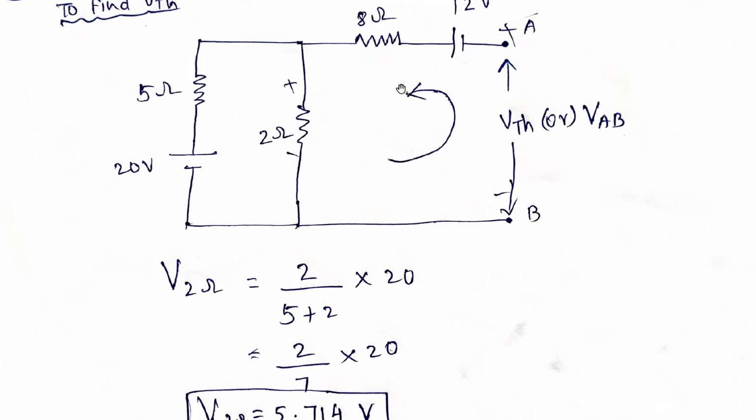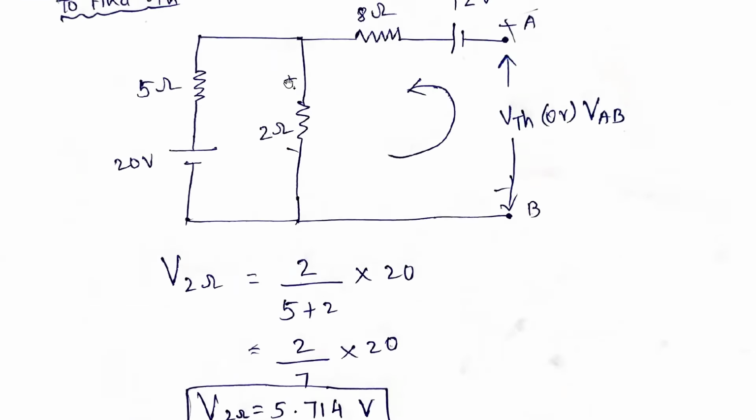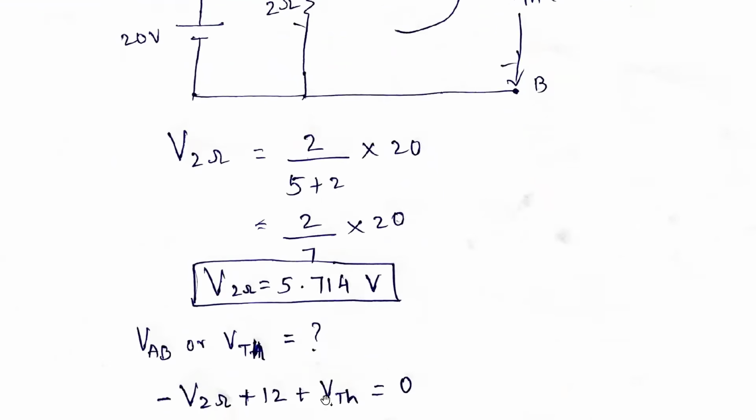I have considered the current direction like this, because for the battery source, this is the positive terminal. So this is the current direction. Considering this as the positive terminal and this as the negative terminal for VTH, the current is flowing from minus to plus. Minus to plus is a rise, and a rise is positive. So I am taking this VTH.